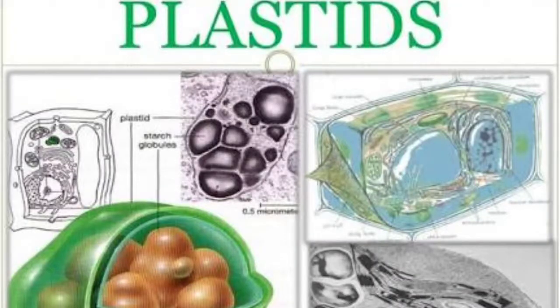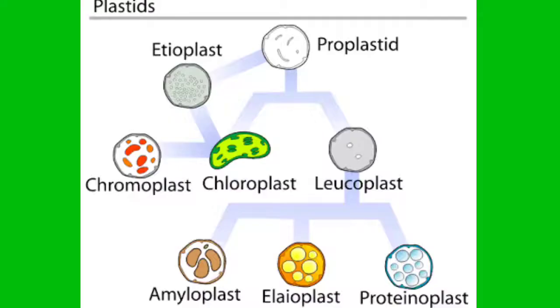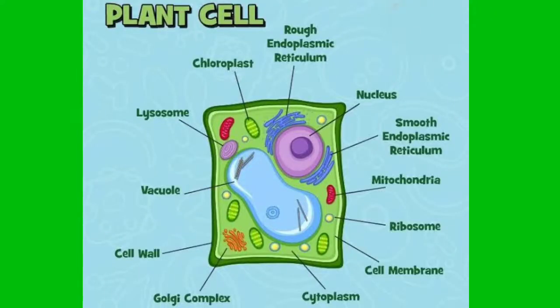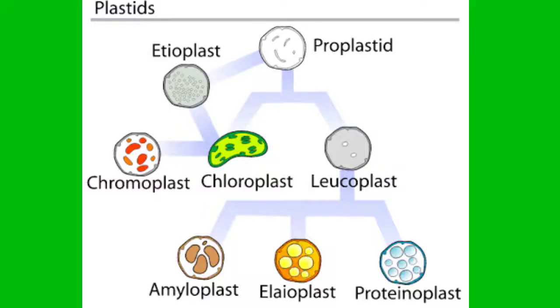Now let us know about the plastids. Plastids means what? The kitchen of the cell. Plastids are also called the kitchen of the cell. This is also the largest cell organelle found in plant cells only. These plastids are not found in animal cells. This is a double membranous structure, oval in shape, spherical or discoidal you can say.